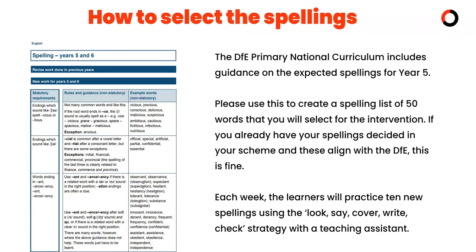How to select the spellings. The national curriculum includes guidance on expected spellings for Year 5. Please use this to create a spelling list of 50 words that you will select for the intervention. If you already have your spellings decided for your scheme and these align with the DFE, this is fine. Each week, the learners will practice at least 10 new spellings using the spelling strategy, with the teaching assistant.